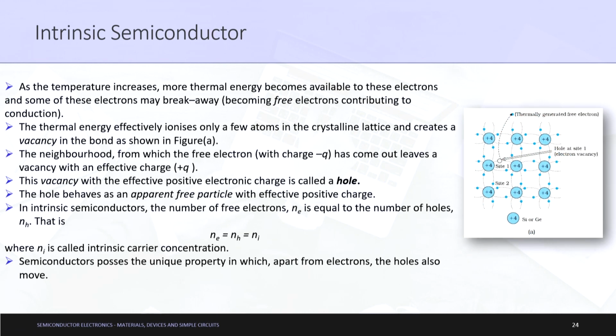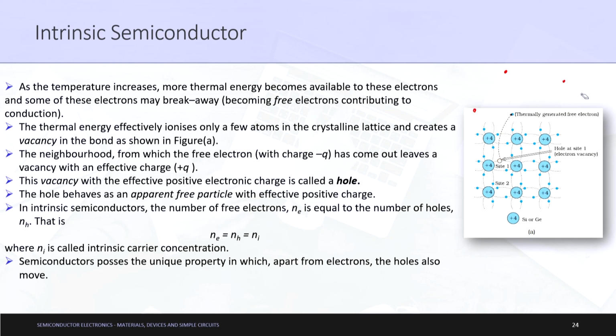Next thing is, as the temperature increases, more thermal energy becomes available to these electrons, and some of these electrons may break away, becoming free electrons, contributing to conduction. Okay. So what happens is, let us say I excite the energy here. If energy is excited, these electrons become free electrons. Free electrons as in these may be residing anywhere, here, here, here, anywhere.